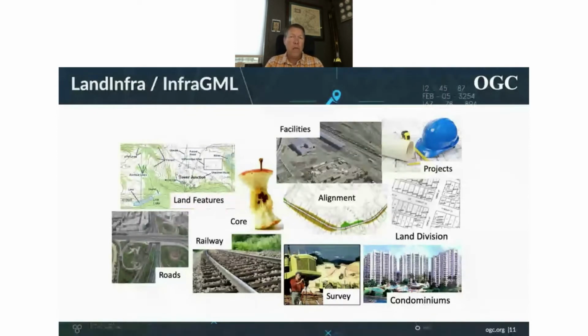That means the built environment, but that also needs to tie back to the land parcels, the land ownership, the land administration, because you can't develop infrastructure if you don't understand who the heck owns it. And you'll see some concepts here of a land division, equivalent to a parcel, and even condominiums because of their really weird nature of how they're actually owned and operated from an administrative standpoint.